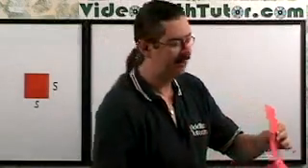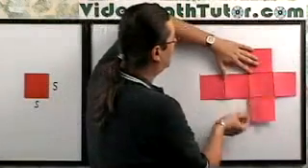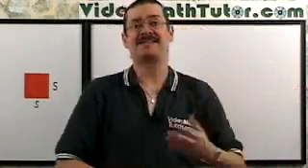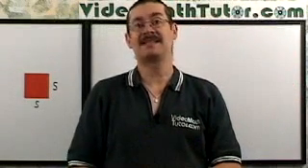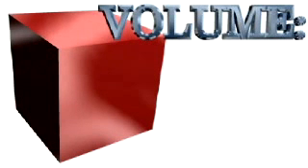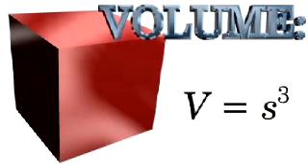Just take this out of here. And say we have 1, 2, 3, 4, 5, 6 faces. That's where we get our formula, 6S squared. The volume formula is going to be V equals S cubed.